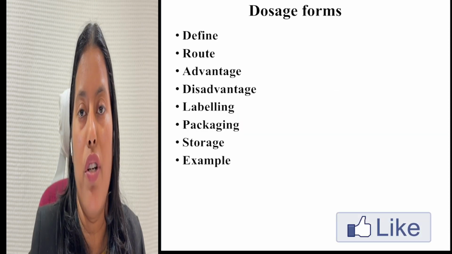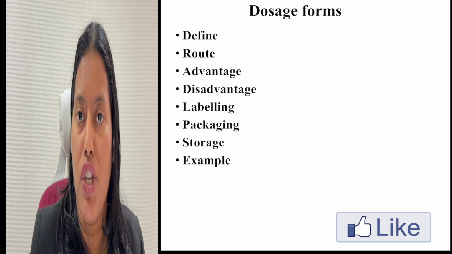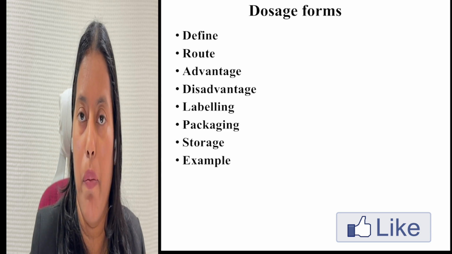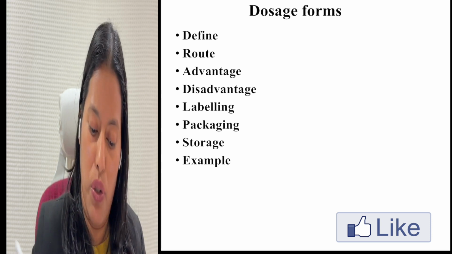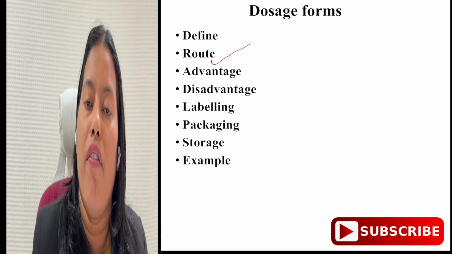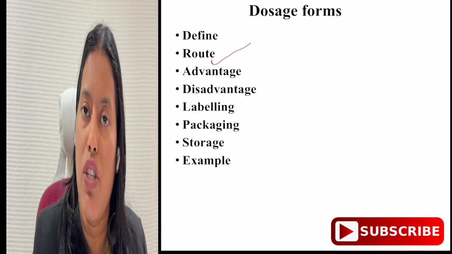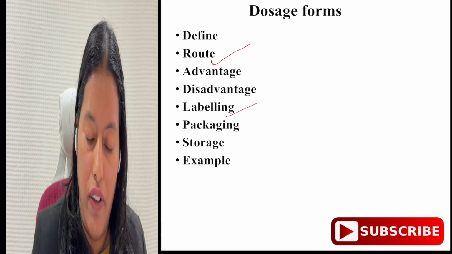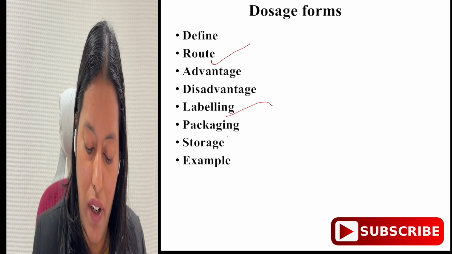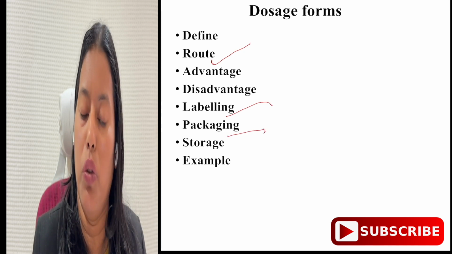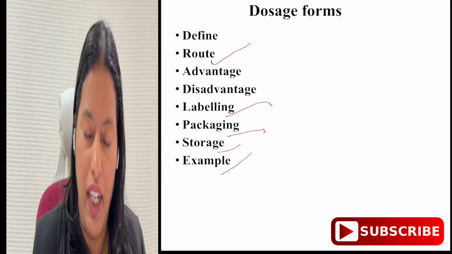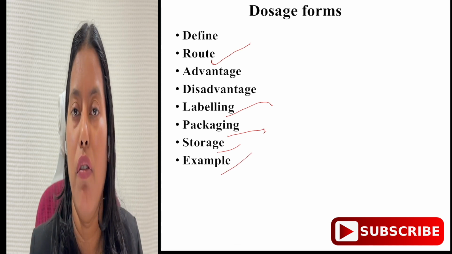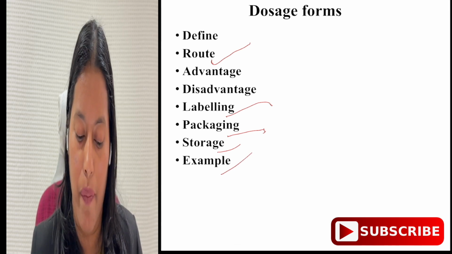The key points to remember are the definition of the formulation which you have prepared, the route through which you are going to administer, various advantages and disadvantages of that formulation, labeling directions, different packaging which you can use, storage condition, and the various examples you can give for that particular dosage form.